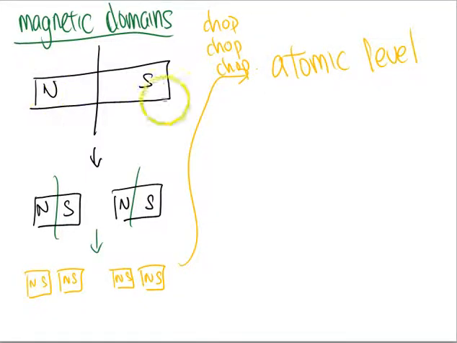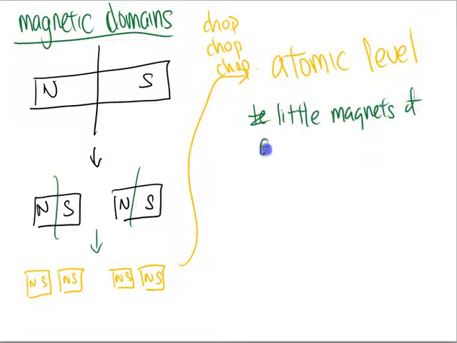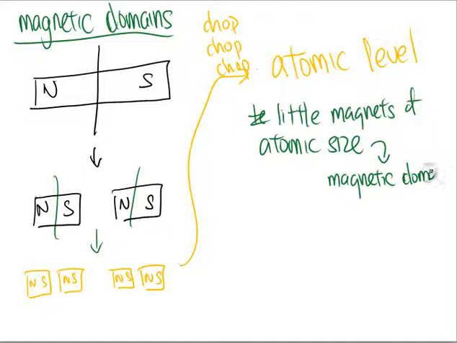We talk about this one is still a life size, but we can chop it up so small that it comes to the atomic level, where it's so small. And these little magnets of atomic size is what we call your magnetic domains. Okay, what is so important about this?